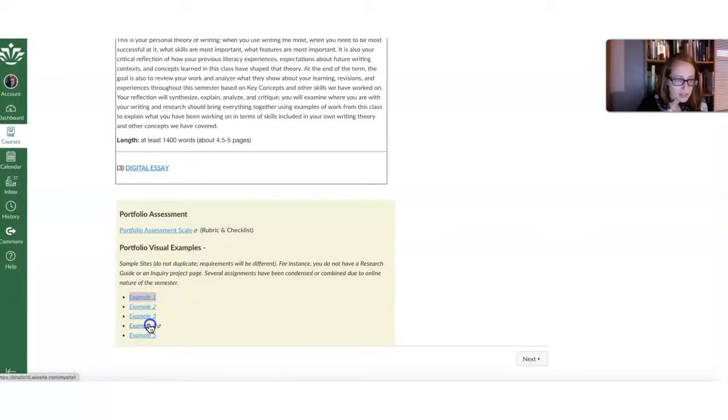I'll go through a couple of these. I'm actually going to start with example 4. Give it a second to think. Then I'm going to go back to example 1.